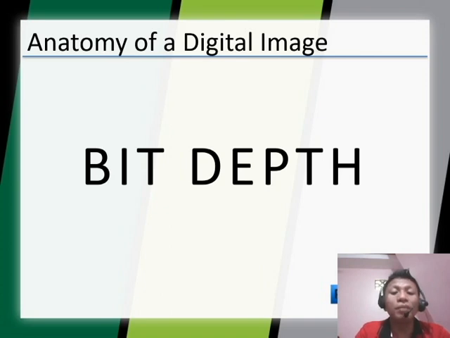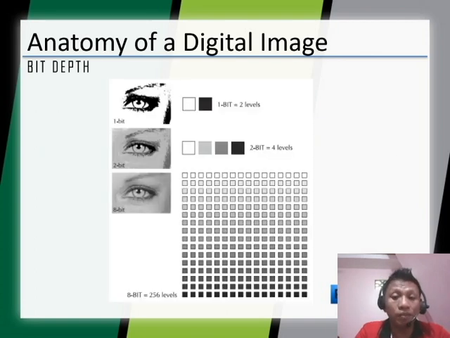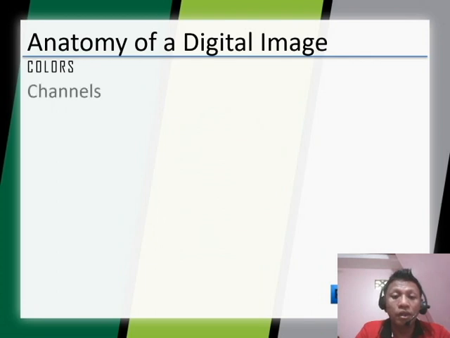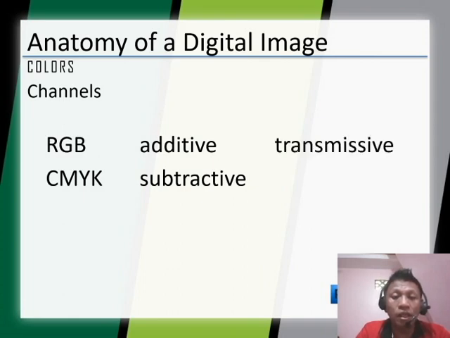Let's move now to the bit depth. It is the number of color tones a pixel can use. The RGB, or the red, green, blue colors, are usually additive, while CMYK is subtractive, which means the RGB colors are transmissive and CMYK is reflective.